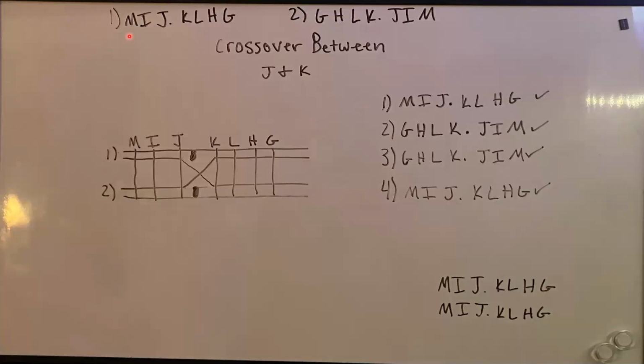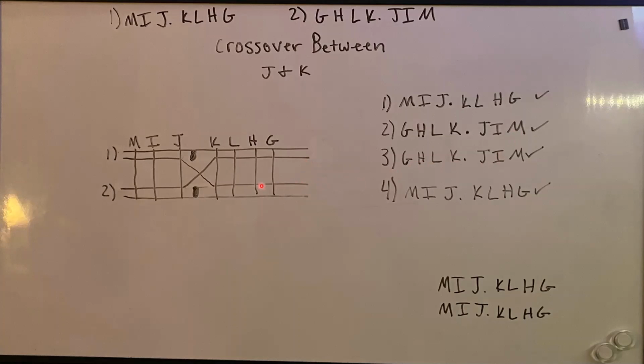Next, we're going to be looking at individual number 2, and they have MIJ, centromere, KLHG, and GHLK, centromere, JIM. And when lining those alike heads up, we see that they are the same exact thing, and that they have 4 chromatids that all produce viable gametes. And we go and we look at each one. We have MIJ, KLHG. Everything is accounted for. MIJ crossover KLHG. That is also accounted for.